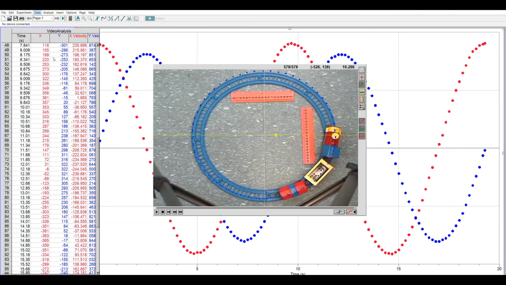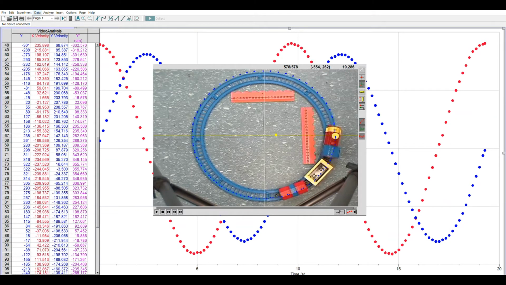So I go data, new calculated column, and I'll call this Y corrected. And the short name, I'll make this Y star, will be in centimeters. And what I'm going to do is take the 1.104895 and I'm going to multiply by my Y column until it's done. I'll also need to do the same thing to the Y velocity.